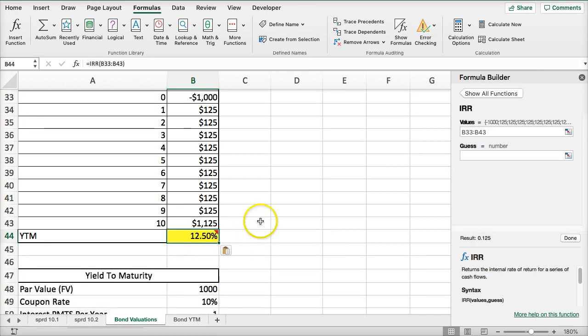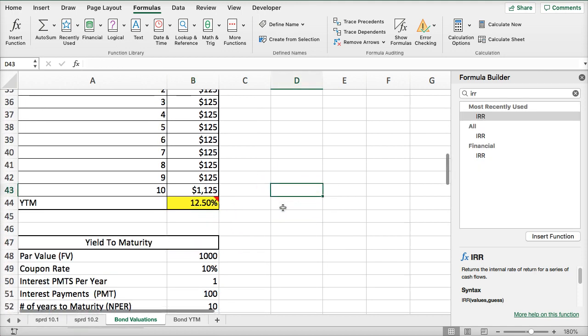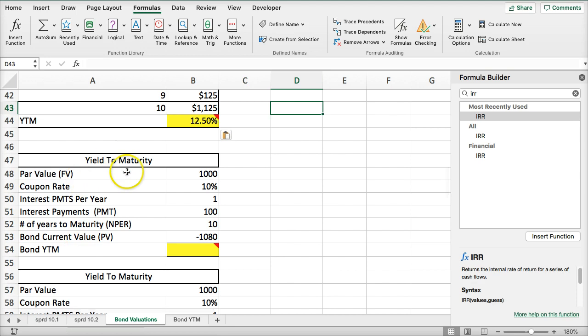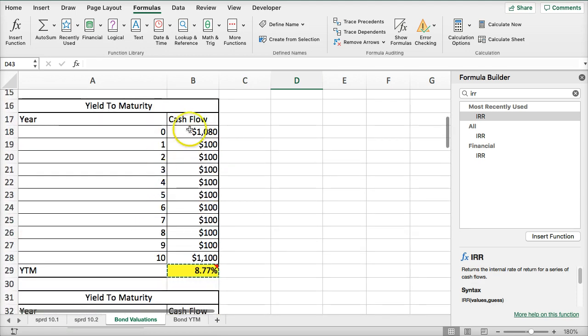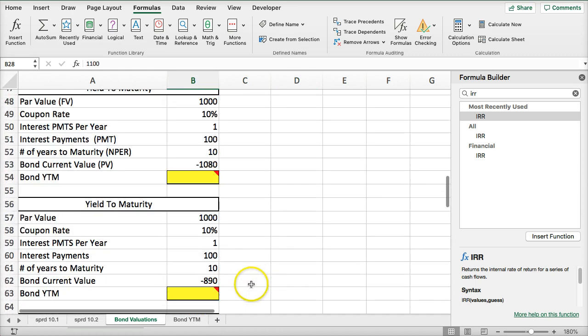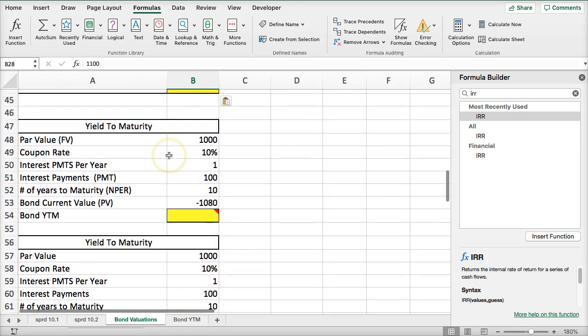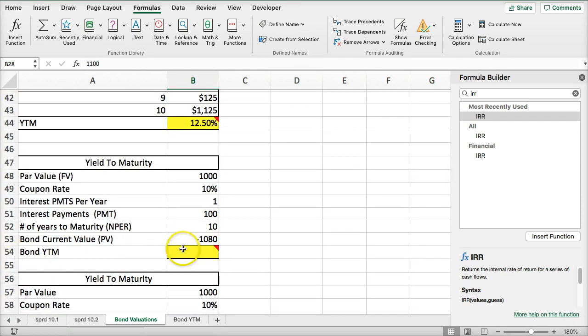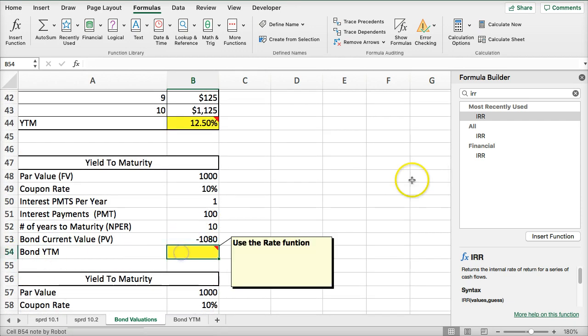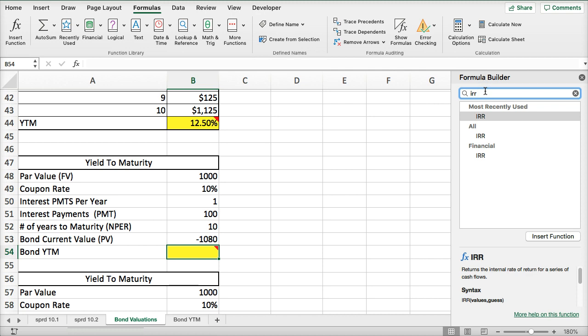Okay, so you got 12.5%. Now another way to calculate yield to maturity. Now this is the same inputs here as this problem here. Cash flow. So if we go down, we're basically using the same inputs here. So we want to calculate the yield to maturity. Here we could use the rate function. So this is another function we could use to calculate yield to maturity, a different way of doing it.